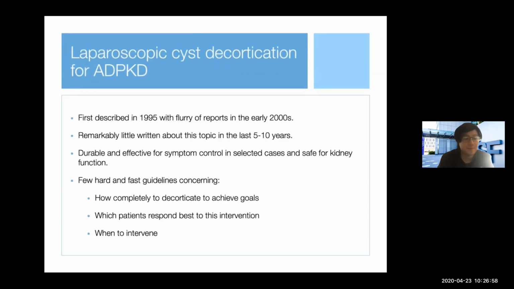So cyst decortication in the setting of polycystic kidney disease was first described in 1995. And there really were a flurry of reports in the early 2000s, but remarkably little has been written about this in the last 5 to 10 years. These early studies showed some durable and effective symptom control in very selected cases and safety related to kidney function. But there really are very few hard and fast guidelines about how to approach these patients. How completely do you need to decorticate them to achieve these goals? Which people respond best to this intervention, and when to intervene.